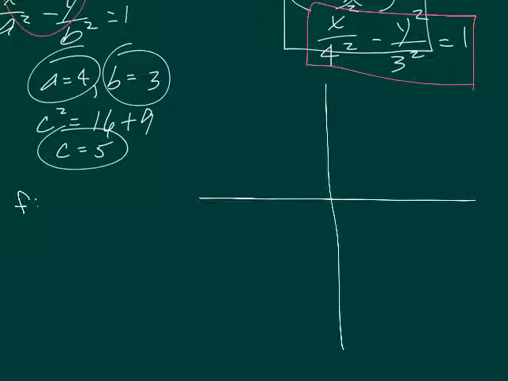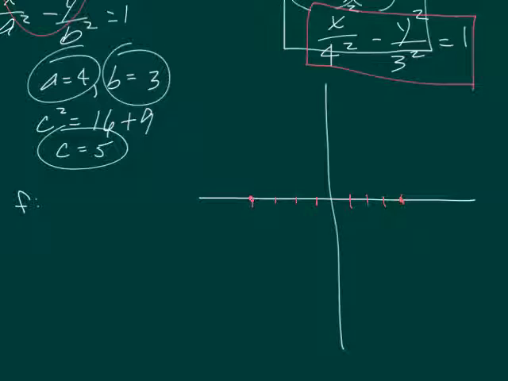And whenever x is the first term, we know that my transverse axis is going to be horizontal here. If this were a y squared, it would go up and down like this. But okay, so we're horizontal, and my A, which is my transverse axis, is going to be a length from the center of 4. So I'm going to go 1, 2, 3, 4, and also 1, 2, 3, 4 this way.